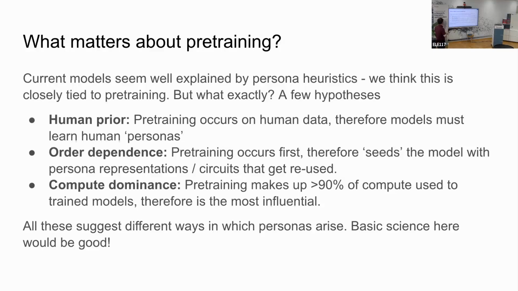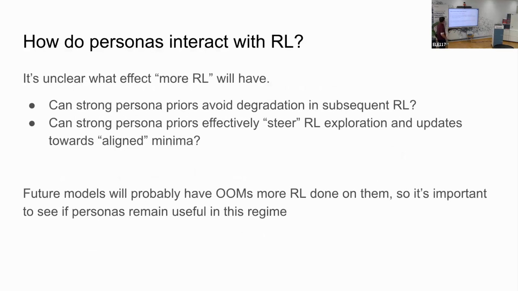So I do think that we are shifting towards more RL dominance, and actually that's the next question. So what's the effect of more RL? We have this relatively nice story about personas, but it seems to be really based on the current paradigm of pre-training. And if RL just increases by many orders of magnitude, do you still get the same thing? I don't know, we don't have evidence about this.